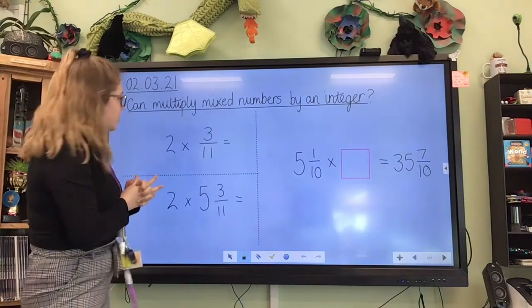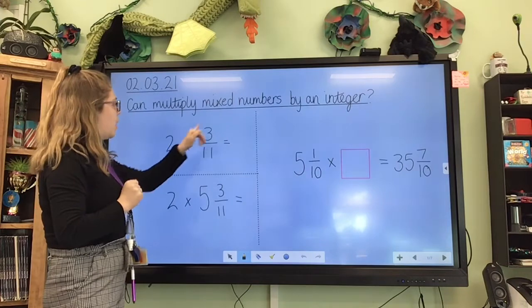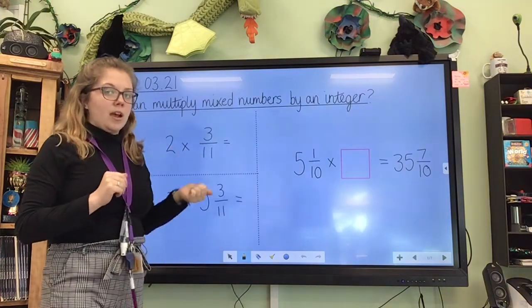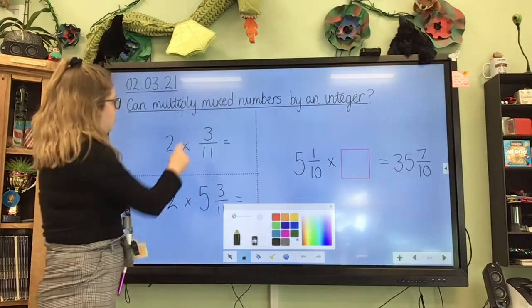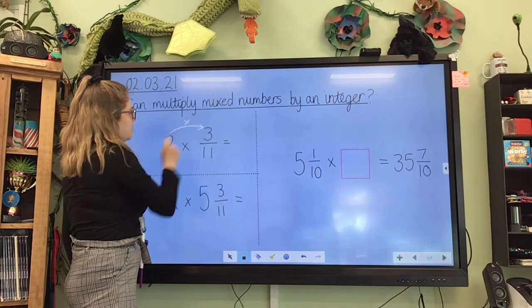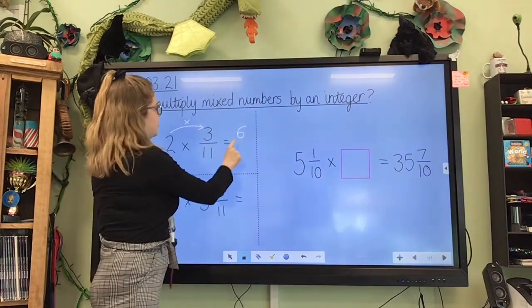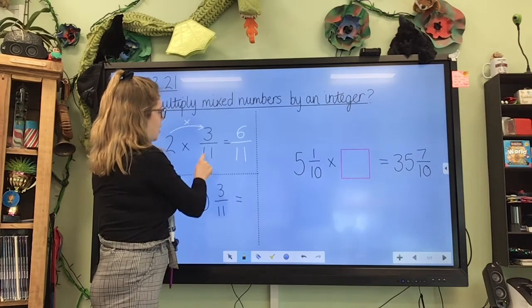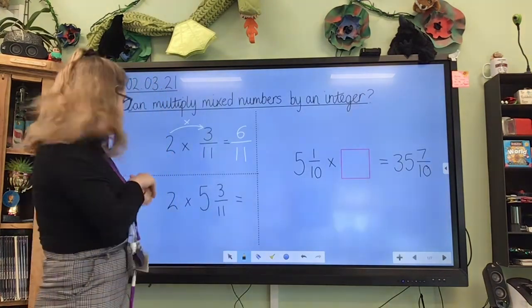So you should have had a go, and our first one over here, we've got 2 multiplied by 3/11ths. And thinking about our non-unit fractions we did yesterday, we know that what we're doing is simply multiplying the integer and the numerator. So that becomes 6/11ths, because 2 times 3 is 6, and the denominator stays the same, so that is 6/11ths. Well done if you got that right.